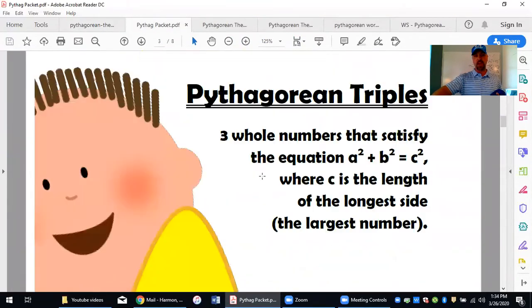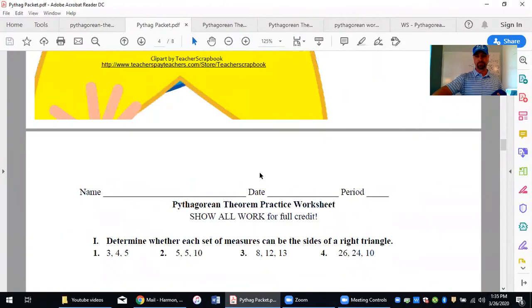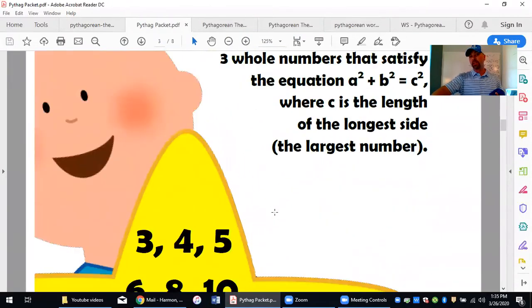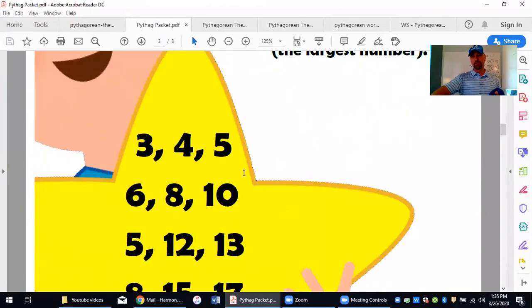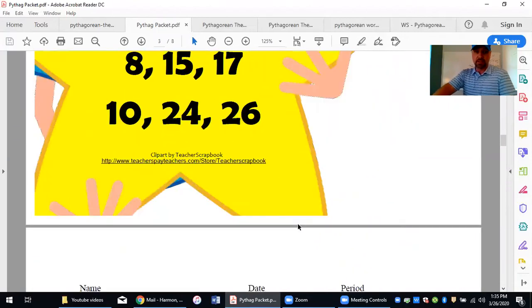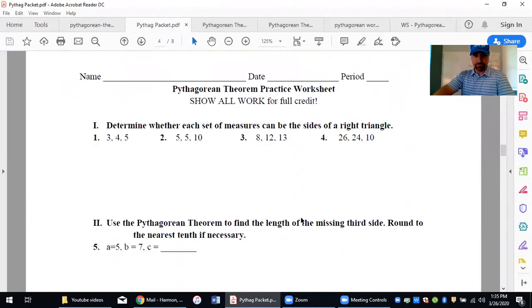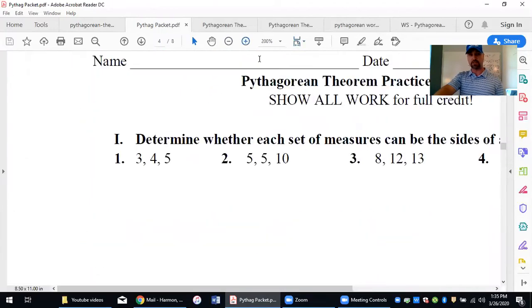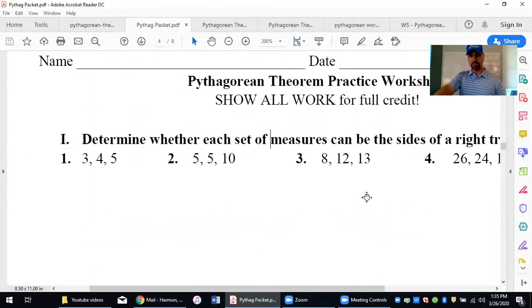There's just some kind of facts you can look at. These are some common Pythagorean triples, which just means numbers that satisfy Pythagorean theorem. You'll kind of get to see several of these come up. This page, we are starting by determining if they make a right triangle. Okay, so they're giving you all 3. Let's take a look at number 3 here and just see what they're expecting us to do.